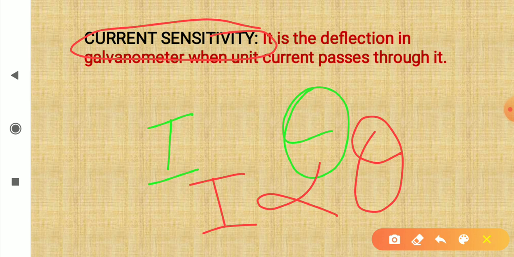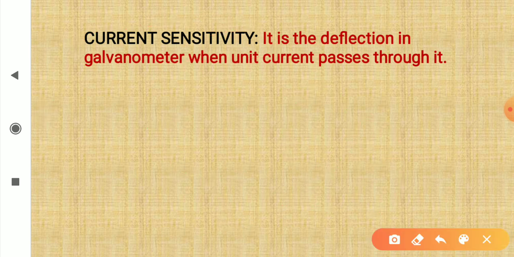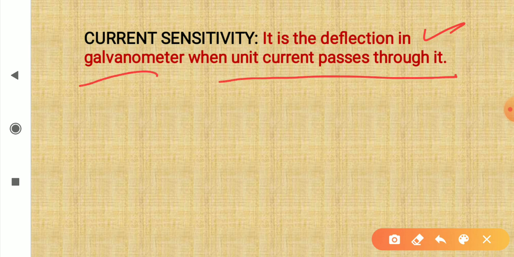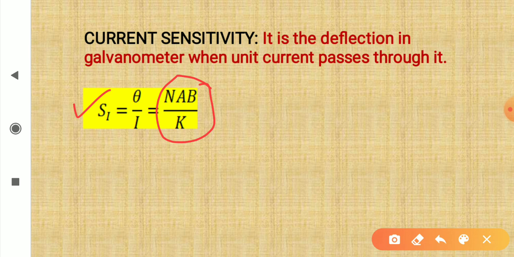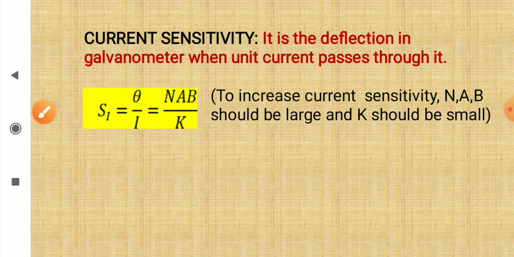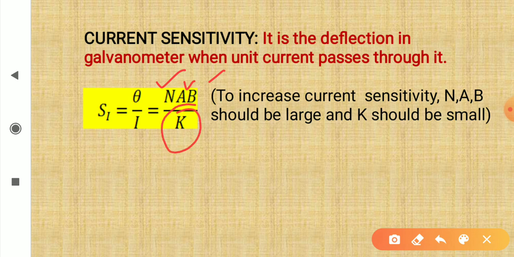So how do we measure this current sensitivity? It is the deflection in galvanometer when unit current passes through it. So it is deflection per unit current. See? So current sensitivity SI is theta upon I, and theta upon I is equal to NAB upon K. So to increase the current sensitivity, we must increase NAB, number of turns, area of the coil and magnetic field, and this K should be small.